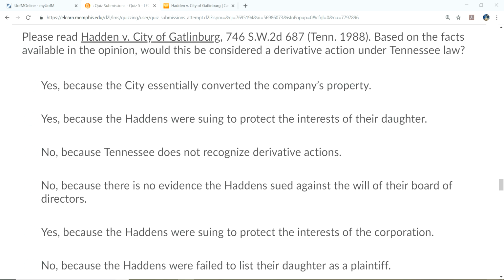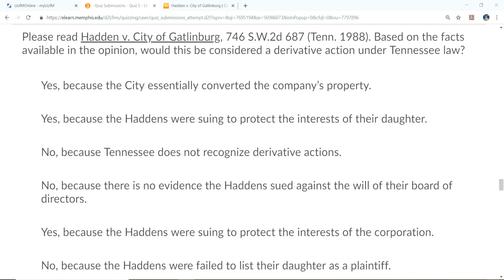So if we go to the answers that we can choose from here, the first one says yes, because the city essentially converted the company's property. And the city actually didn't convert the property of the owners of the corporation. They were improving the city roads, and we see that in the case here, that there was really no conversion of the property itself or the business.